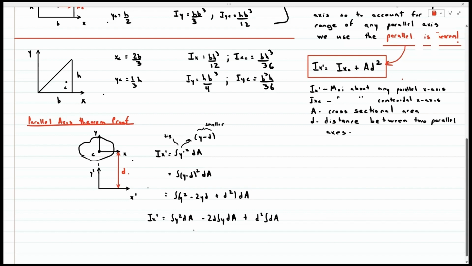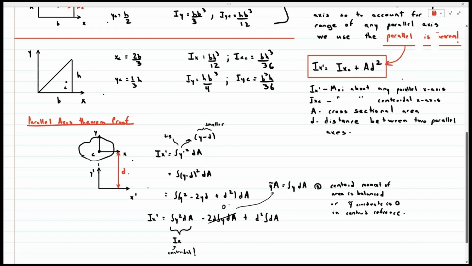We get three separate terms to make up Ix prime. The integral of y squared dA is just the moment of inertia about the x centroidal axis. The second term, the integral of y dA. If you watched my video on what the value of q is, or the integral of y dA, at the centroid, you would know that we balance moment of areas, which means that the sum is 0.